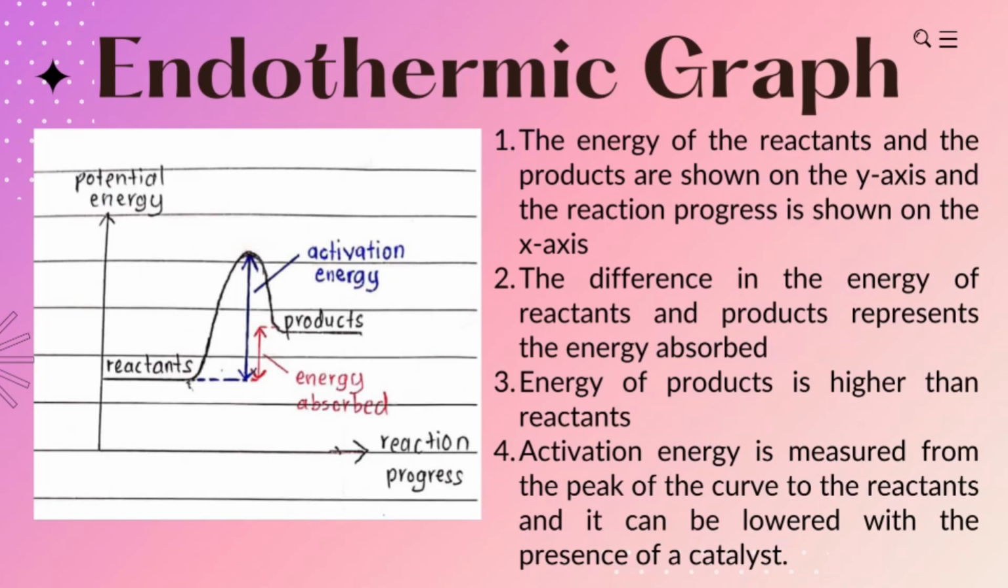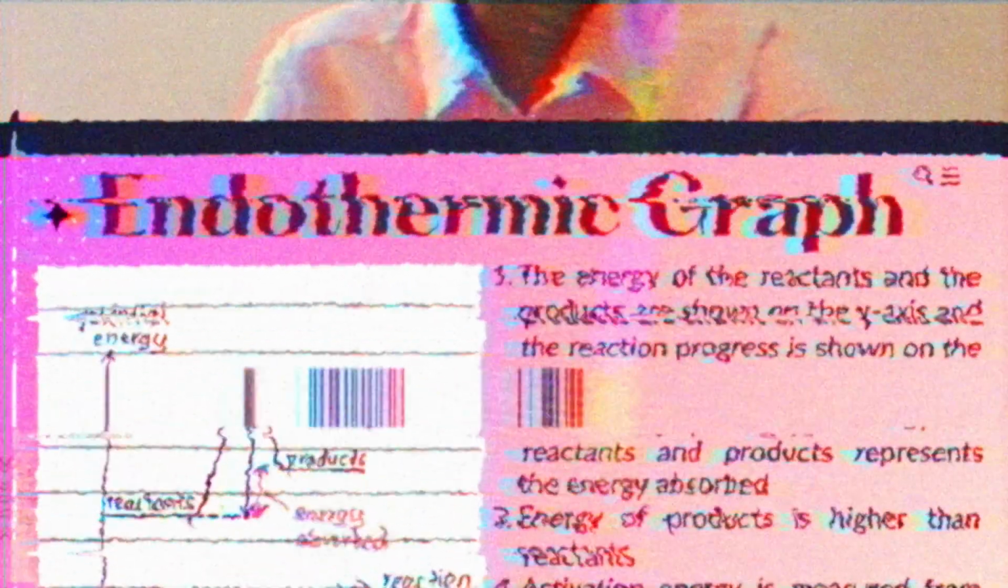This is because energy is absorbed in an endothermic reaction. One of the ways we can reduce the activation energy is with the presence of a catalyst. A catalyst is divided into two categories, namely a positive catalyst and a negative catalyst. However, for this presentation, I'll be focusing on a positive catalyst.